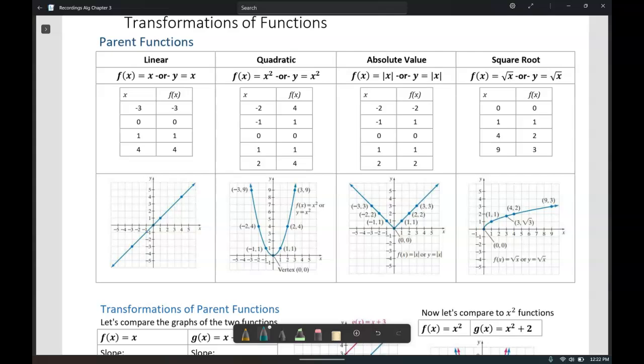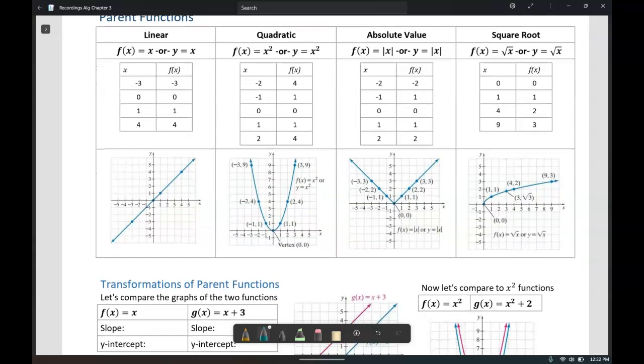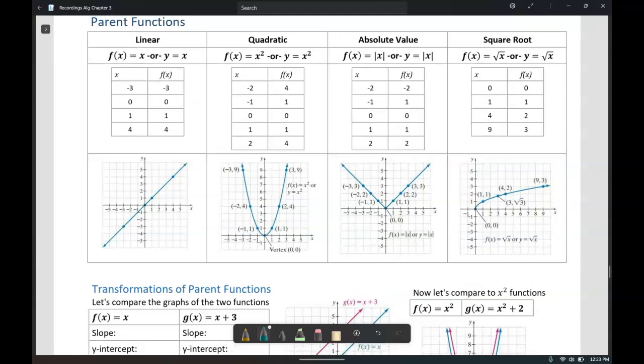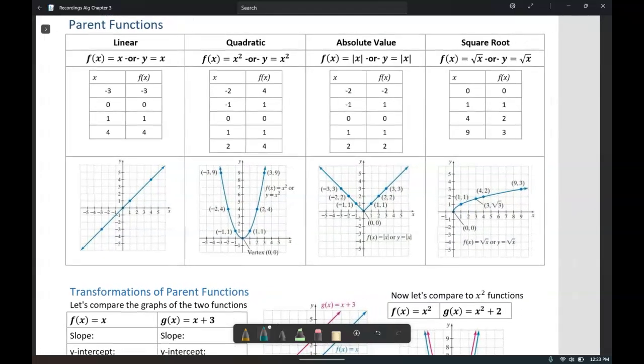Quadratic equations in function notation, or y equals x squared. Again, some xy charts to evaluate, and we can plot the graph. We see some of these points here. Absolute value gives us our V shape, and our square root graph has this arch, which is half of a parabola turned sideways. So these are our parent functions. Every single linear, quadratic, absolute value, or square root equation is based off of these shapes.